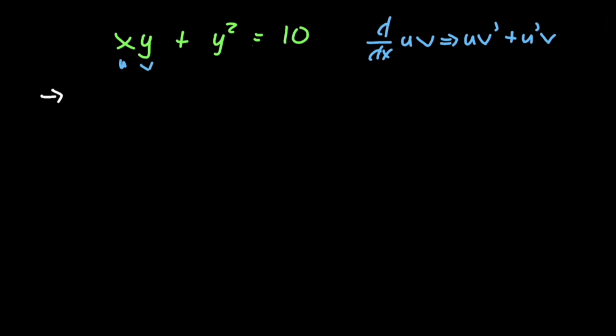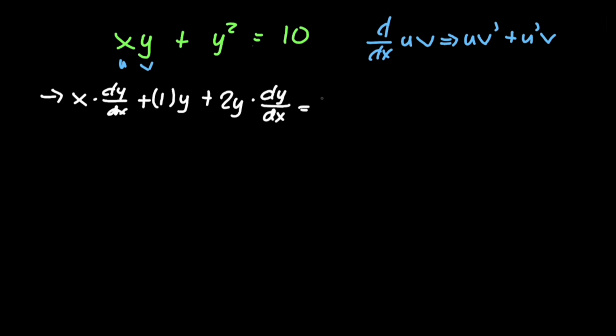So the derivative of x multiplied by y is x, and the derivative of y, as we said, is dy over dx, plus u prime here, which is 1, multiplied by y, plus the derivative of y squared is 2y multiplied by dy over dx, and the derivative of the constant is 0.